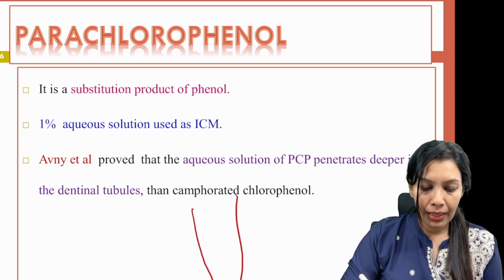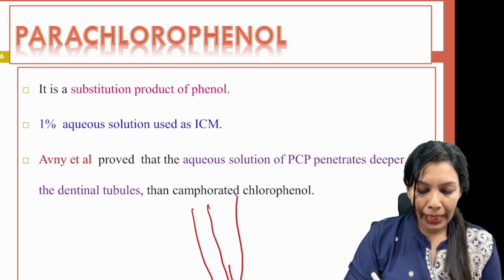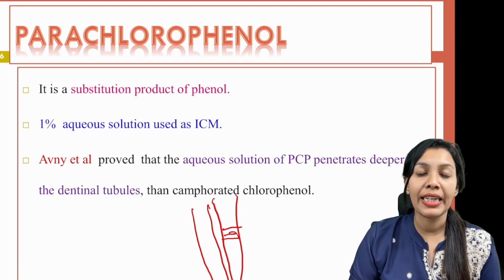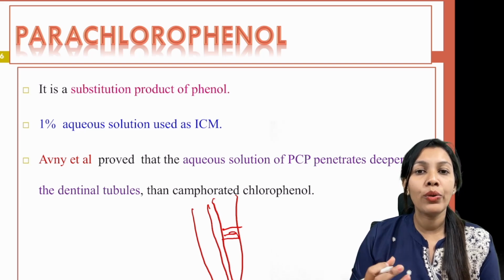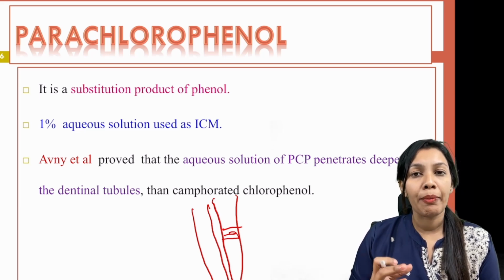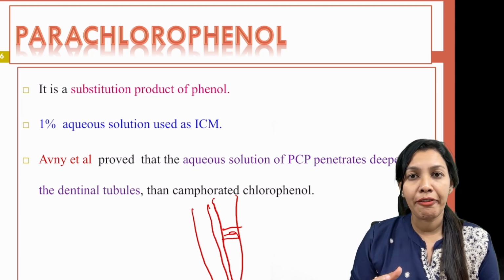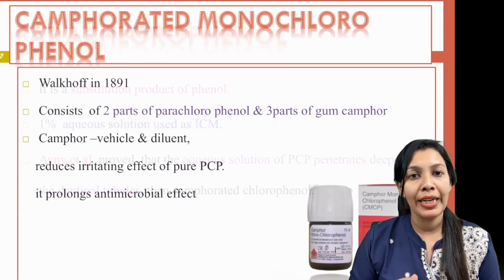That is because para-chlorophenol has the capacity to go in depth into the dentinal tubule and reduce the number of microorganisms that cause reinfection, like Enterococcus faecalis.